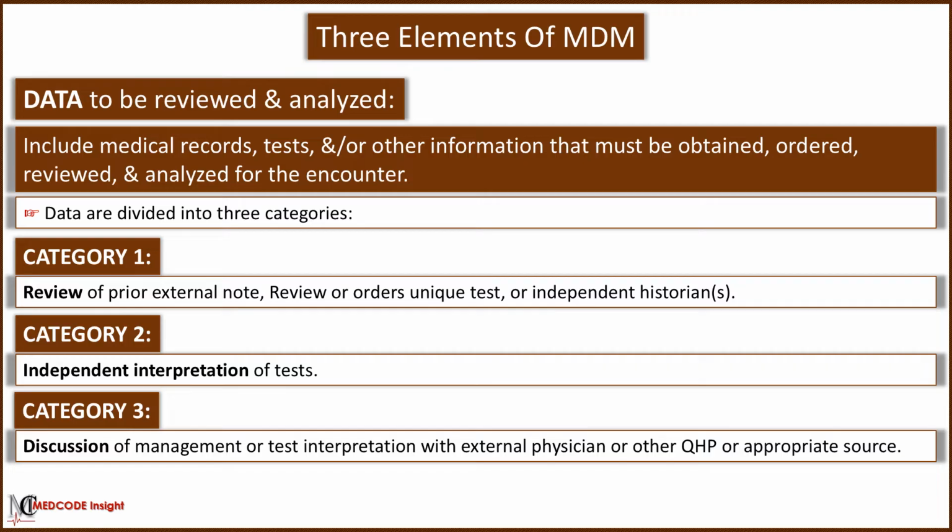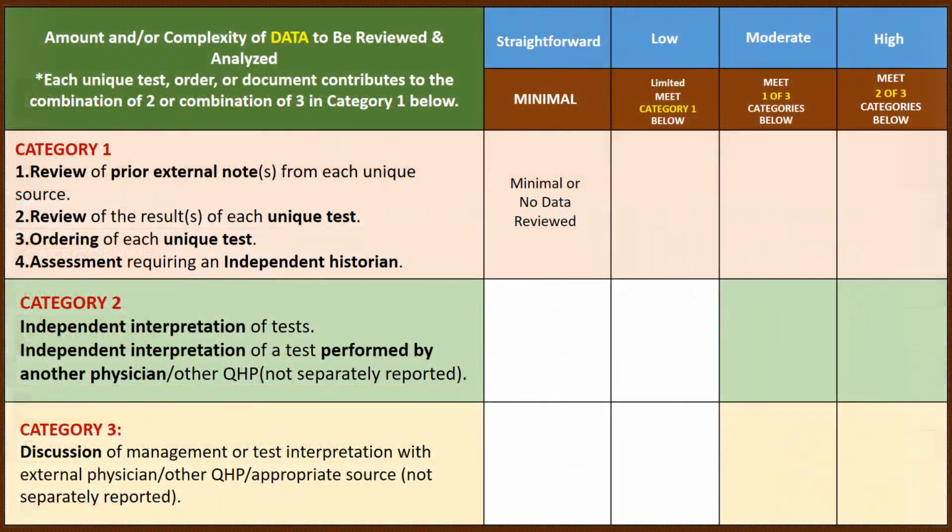Let's understand through the table how these categories affect the level of MDM. In the scenario where the physician or the qualified healthcare professional reporting the service reviews minimal or no data, the level of data to be reviewed and analyzed is straightforward. In the scenario where they meet any combination of two items from 1 to 3, or meet item 4 of independent historian of category 1, the level of the data to be reviewed and analyzed is low.